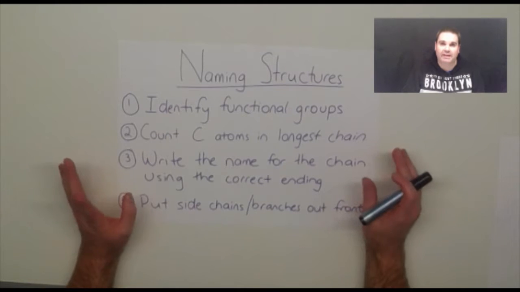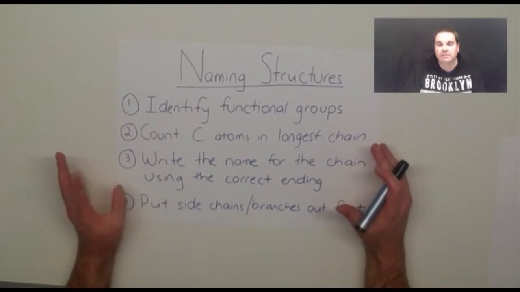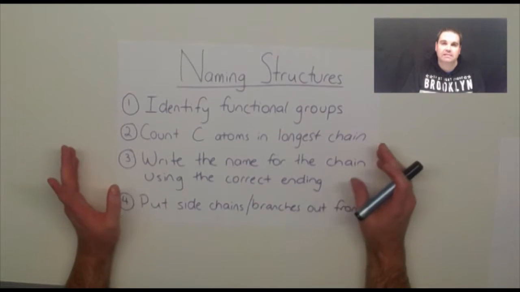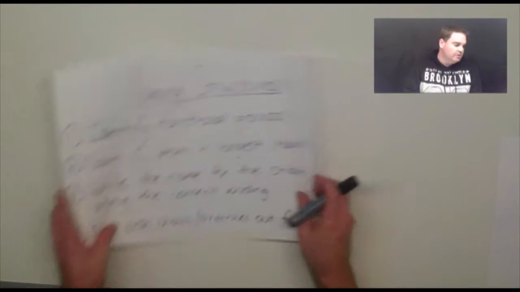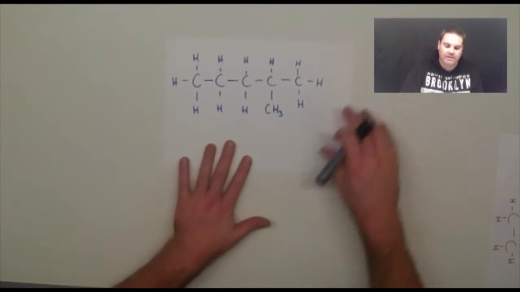So I'm going to go through today and just show naming alkanes, alkenes and alkynes, which are basically the basic skeletons of our organic molecules when we're doing our structures. So I'm just going to start with some basic ones to begin with. So I've got one here.